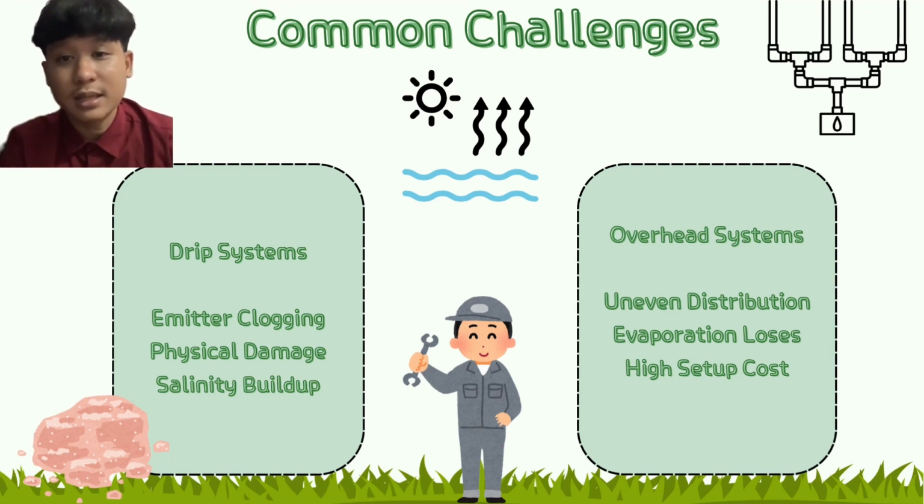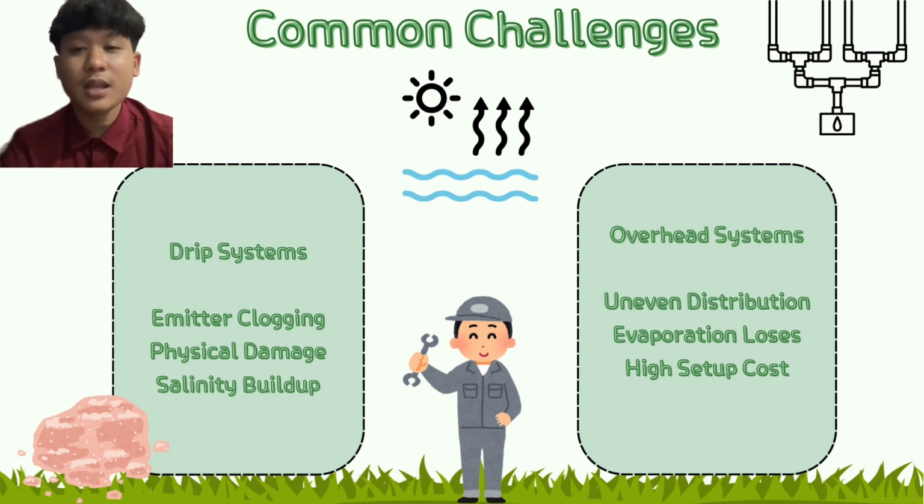Second is evaporation loss. Water droplets in overhead systems can evaporate before reaching the soil, especially in hot or windy conditions. This reduces water efficiency, requiring more water to achieve proper irrigation. So scheduling irrigation during cooler parts of the day, like early in the morning or late in the evening, helps minimize evaporation loss.